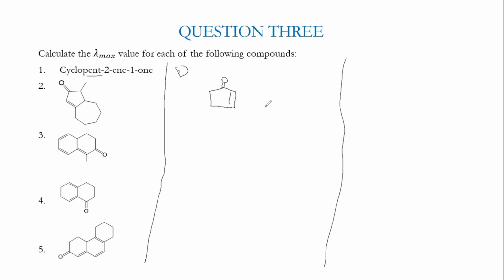Okay, so now let's calculate the parent value. Of course, this is an enone that has a 5-member ring. So let me remind us of our short form of solving questions for enones. The parent value is 202 nanometers. So we'll look at the ring residue. Of course, this is the enone, so this is alpha and this is beta.